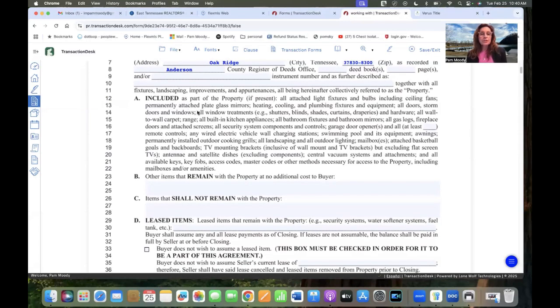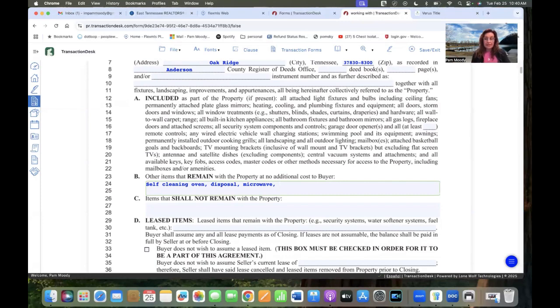Everything that you want included as part of the property. So anything that's attached, the light fixtures, anything attached to the windows, wall-to-wall carpet, those are all considered part of the house. But other items that remain, a lot of times it might be the oven, self-cleaning oven, disposal, even though that's in the sink, we always list it, maybe the microwave, any other thing in the house that you're asking for.